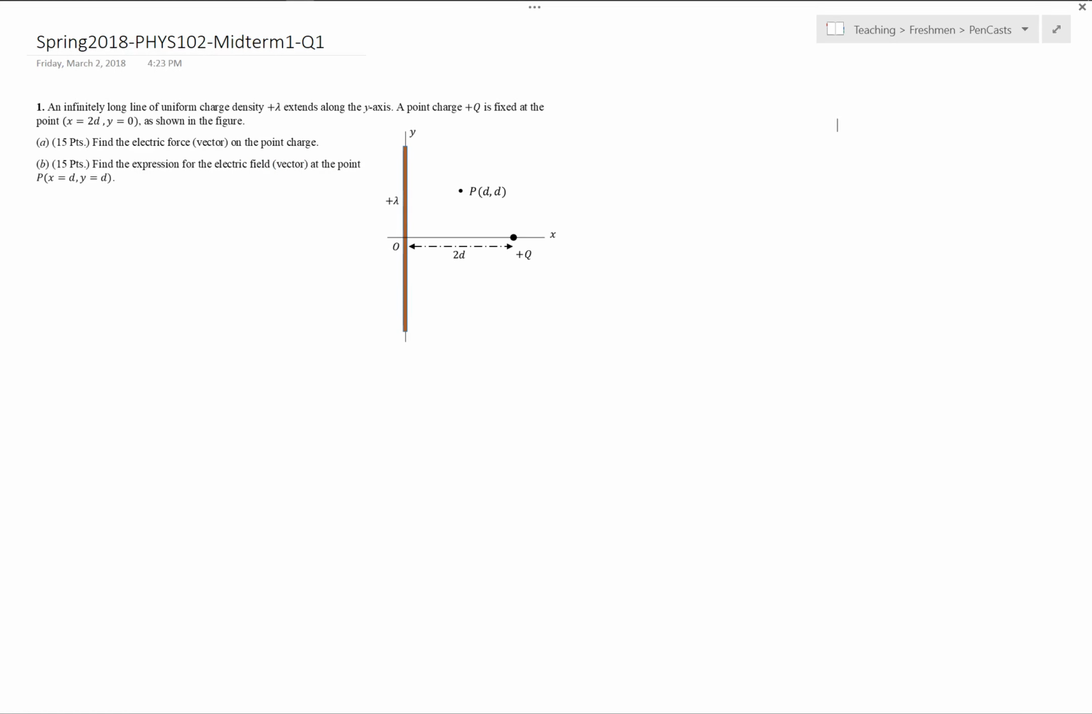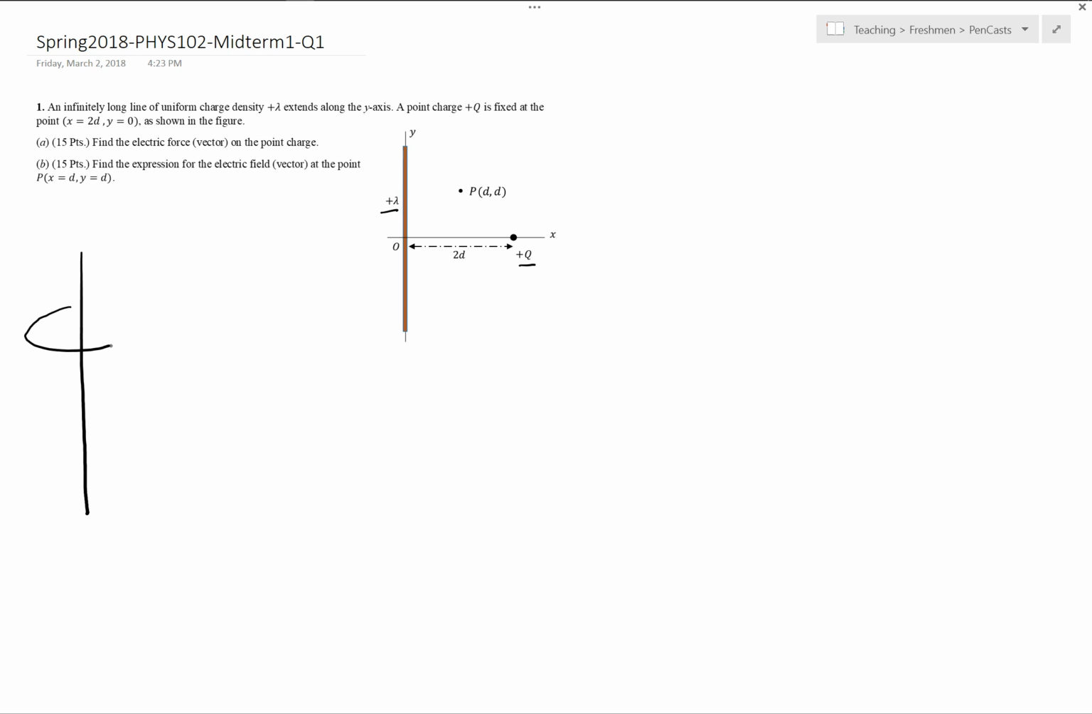Alright, so this is the Pencast for Spring 2018 Physics 102 Midterm 1 Question 1. We are asked to consider an infinite line of charge with lambda line charge density and also a point charge plus Q. The first part of the question asks us to find the force on that point charge, which is due to the line. So if I have a line charge, this has actually cylindrical symmetry, so I can use Gauss's law to calculate the electric field a line charge creates at any point.